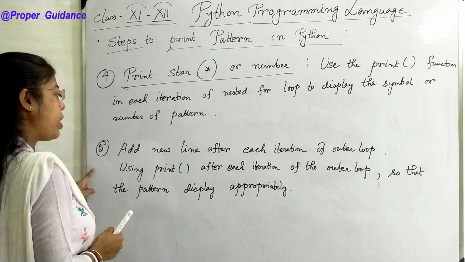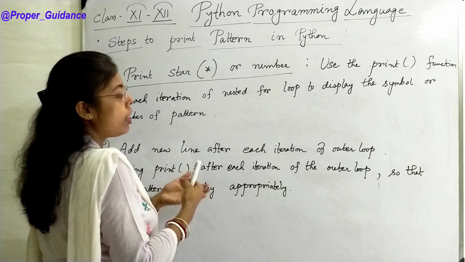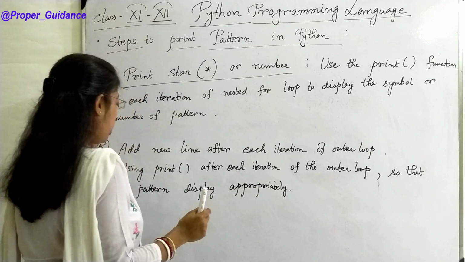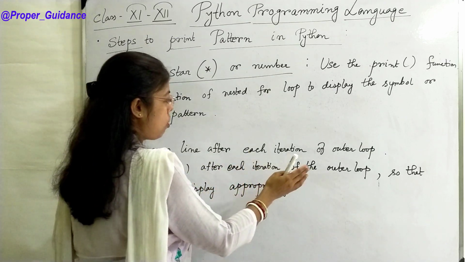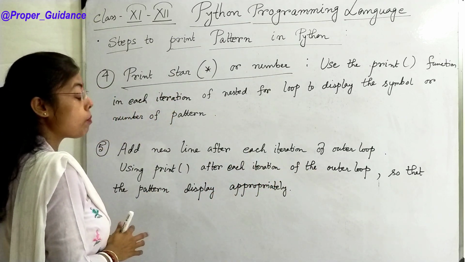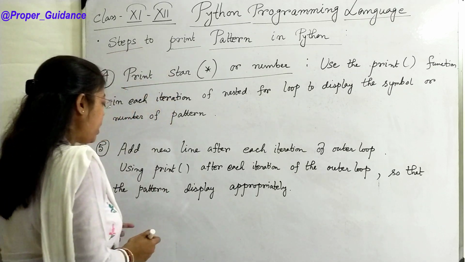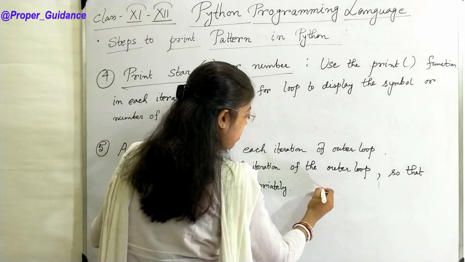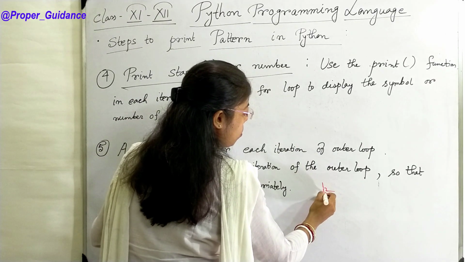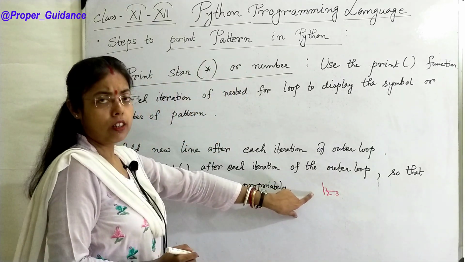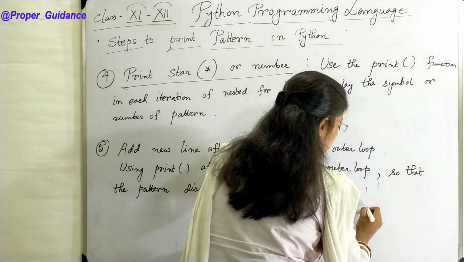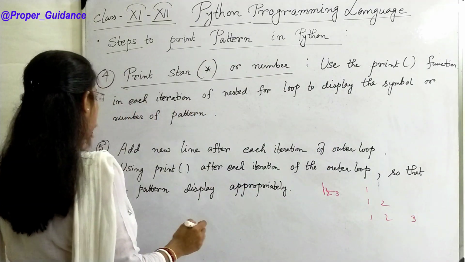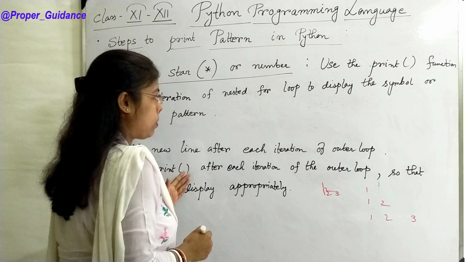And the next and last point is to add a new line after each iteration. Add a new line after each iteration of the outer loop, using print, so that the pattern displays appropriately. Why? If you don't give any space, then what happens? 1, 1, 2, 1, 2, 3 like this. This will not look good. We have to give space, right? So these are the techniques and these are the rules.